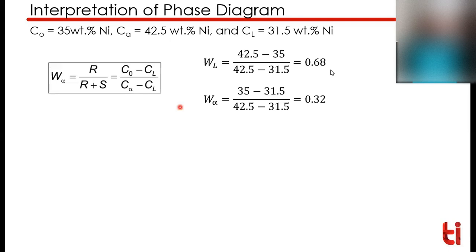If you add both of these phase fractions, it is equal to 1. So I can write W alpha plus WL is equal to 1. If I know one phase fraction, I can calculate the other one. Just 1 minus 0.68 gave me 0.32. If I know 0.32, then the phase fraction of liquid will be 0.68, also 1 minus 0.32 gives me 0.68.